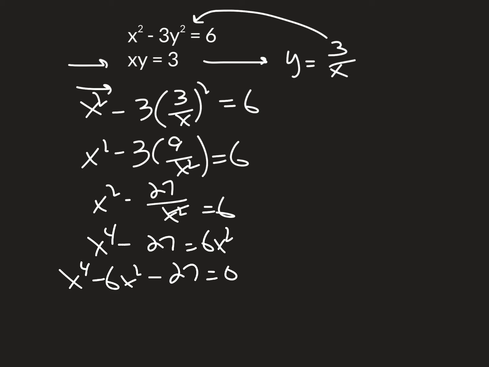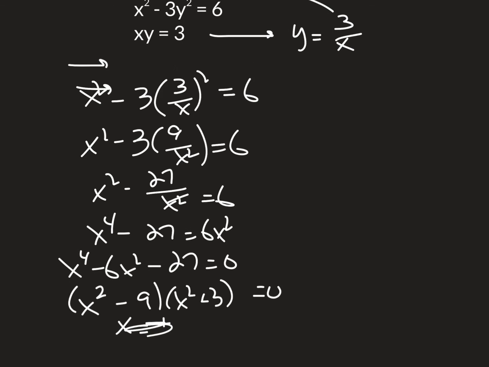I'm going to factor. So I'm looking for factors of 27 that give me negative 6, which is negative 9 and 3, by the way. So I'm going x squared minus 9 and x squared plus 3 equals 0. So one thing I know for sure right now, one part of x is plus or minus. Well, I need to keep factoring.